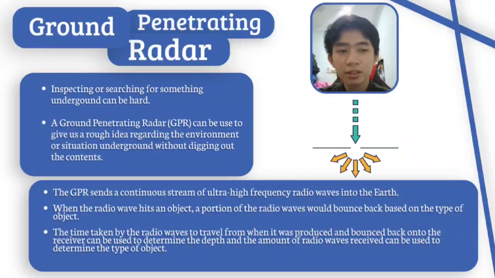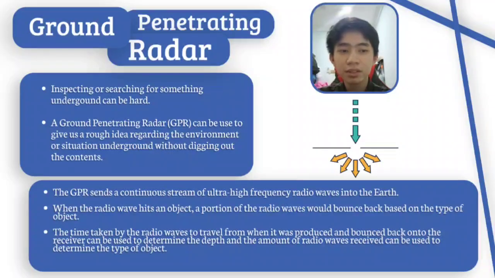The GPR sends a continuous stream of ultra-high frequency waves so that it can see constant change and present very detailed images on the monitor. It works almost similar to other radio wave-based tools. Basically, when the radio wave hits an object, a portion of the wave bounces back, and we can use that to determine the type of object.